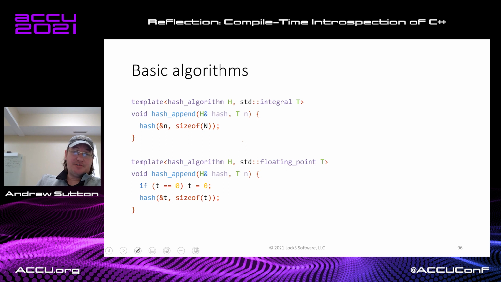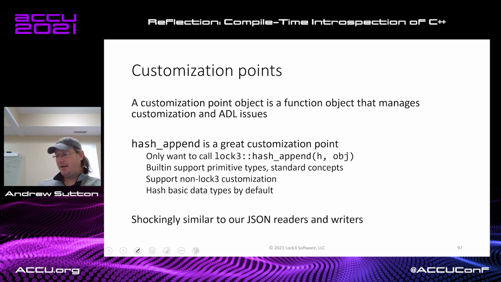But I didn't want to implement this as an overload set. I actually wanted to think about it a little differently. So I ended up rewriting the entire example as a customization point object, and that slide title should say customization point objects, not points. If you're not familiar with the term customization point object, this came out of Eric Niebler's work on the ranges library, basically as a mechanism of controlling argument dependent lookup.